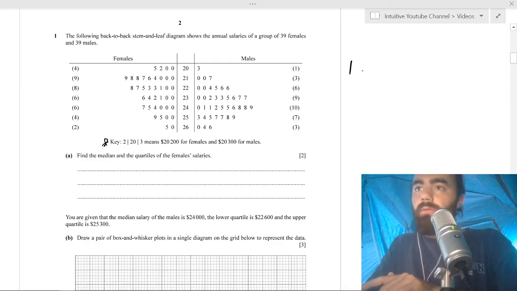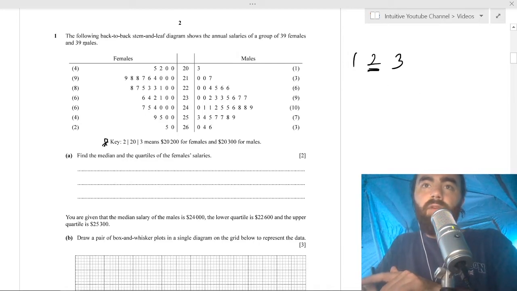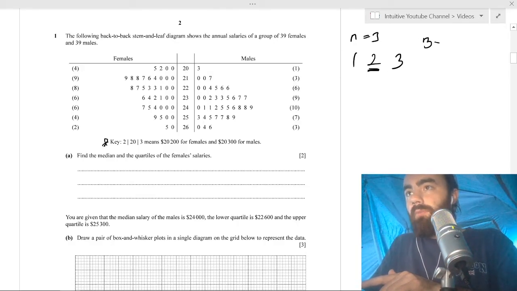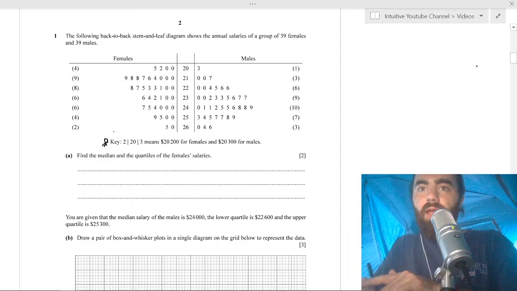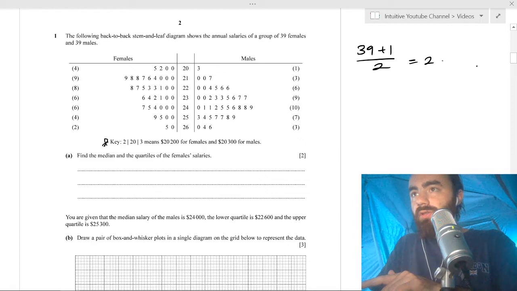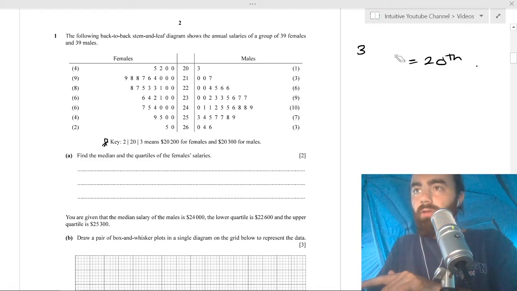Well, if you think about it, let's say we had 3 people, 1, 2, and 3. The middle value is 2. A way to find the middle value is to take the number of people, here 3, where here it is 39, and go 3 plus 1 over 2, because that gives us the middle value. That's 4 over 2, which is 2. But you should know that. So the middle value here will be 39 plus 1 over 2, so it's the 20th value.